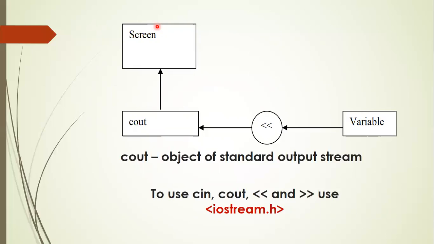What is there in your iostream.h file is the details of what cin is, what cout is, the purpose of the input operator, and the purpose of the output operator. The description of all these things is included in iostream.h.